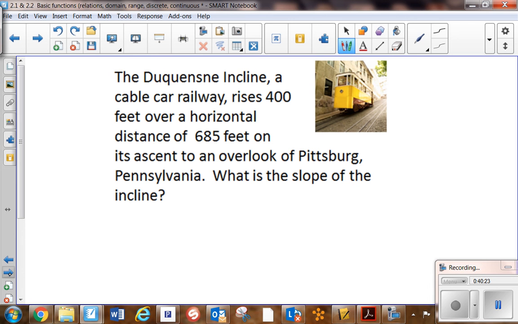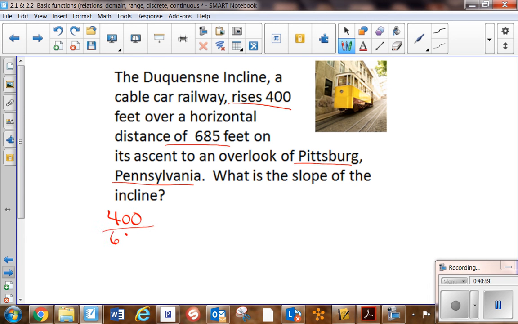Okay. We got this railway car, it's in Pennsylvania. Anybody been on the Dick Green incline? Don't freak out, it's a word problem. It rises 400 feet over a horizontal distance. Horizontal. You look this way at the horizon. You don't look this way at the horizon. Horizontal distance. Oh, that's a run. So it has a run of 685. So what's the slope of the incline?